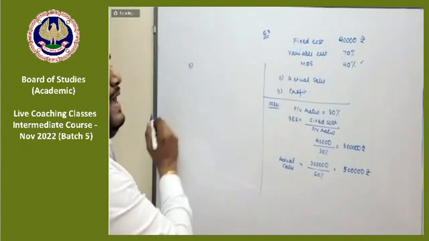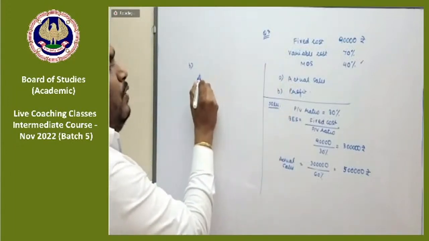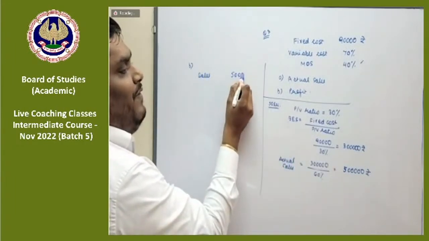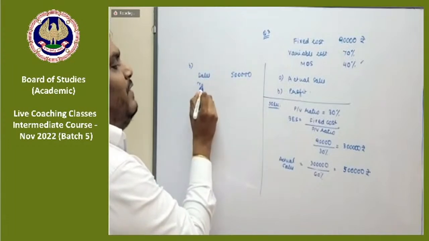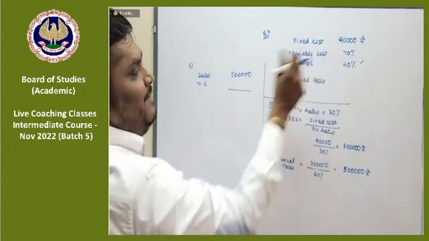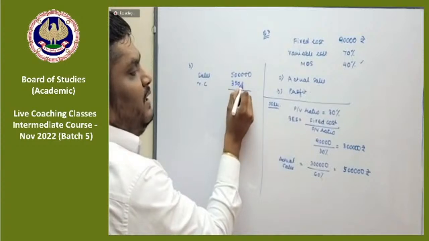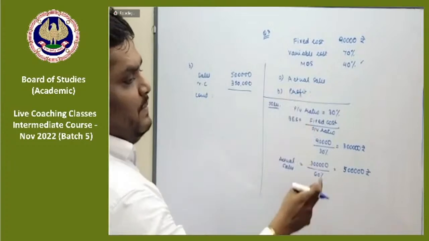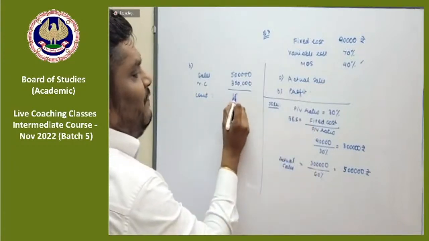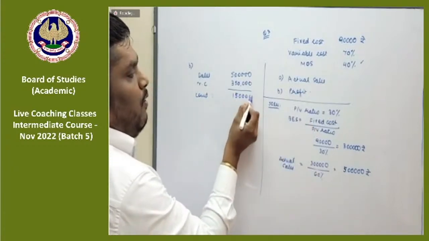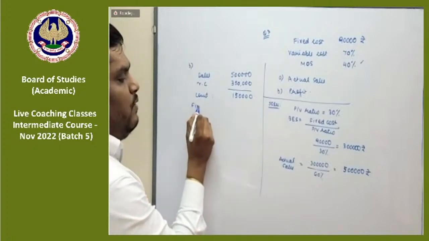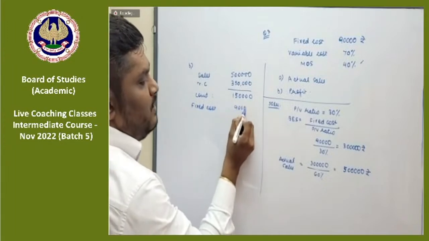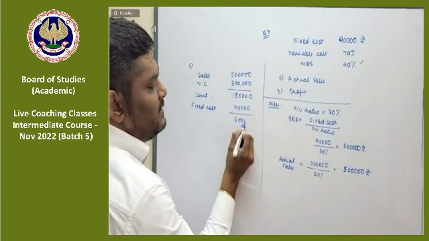When talking about the calculation of profit, very simple, guys. My actual sales is how much? 5 lakh. My variable cost is how much? 70%. So 3 lakh 50,000. So my contribution will be how much? Very simple. This will be 1 lakh 50,000. My fixed cost will be how much? 90,000. So my profit will be 60,000.